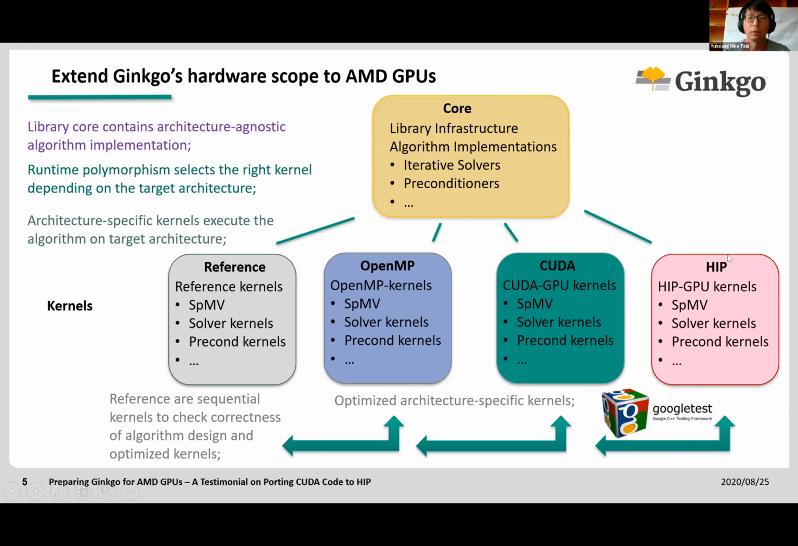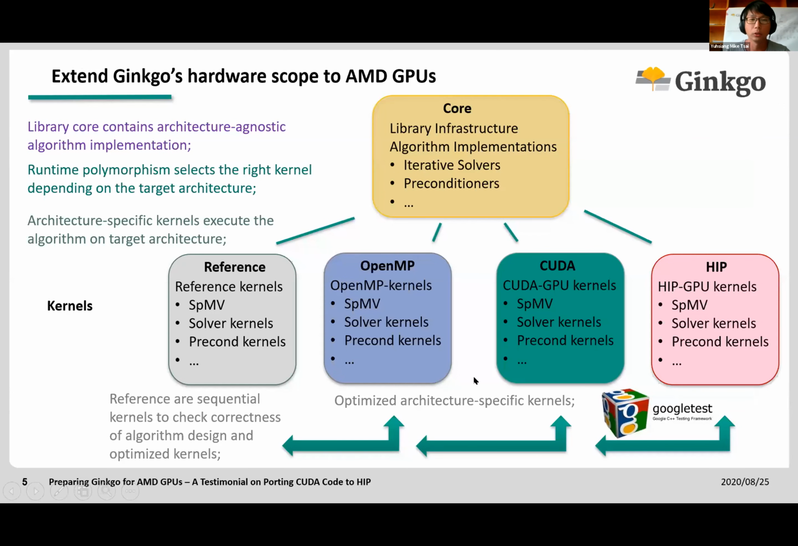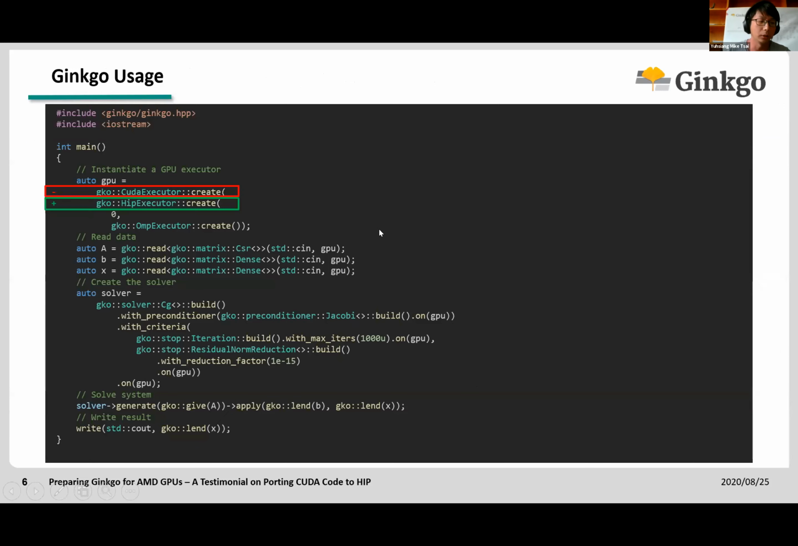So it will implement the SPMV and solver or preconditioner kernels here. We also use Google Test here. Before the details, I just want to show how we use Ginkgo from the user side. It's just a simple case of CG with the Jacobi preconditioner.